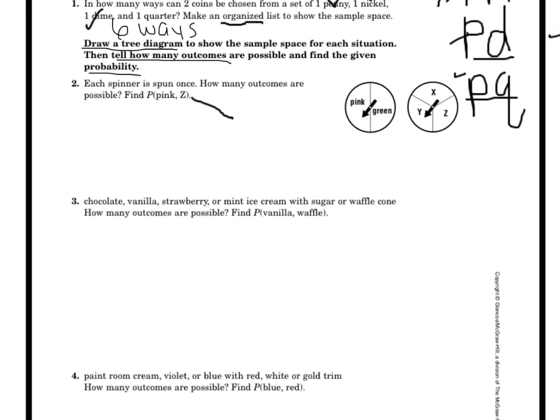How many outcomes are possible? And then it says find the probability of pink and Z.